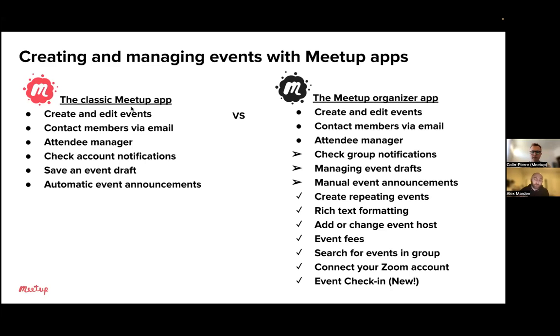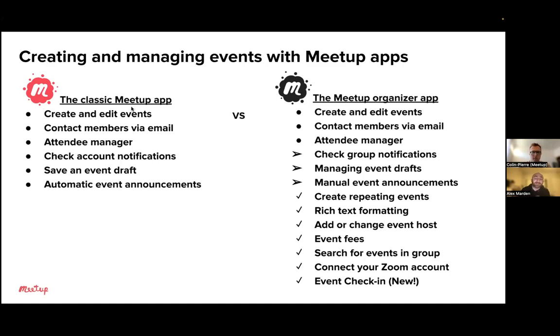You can search for events in your group, which is really useful to do if you're trying to copy events and you've hosted a lot of events already. That search function allows you to narrow down exactly what you're looking for a lot more efficiently. You can connect your Zoom account through the Meetup Organizer app, meaning that with a single tap of a button, you are able to create a specific Zoom room for your event to host online events.